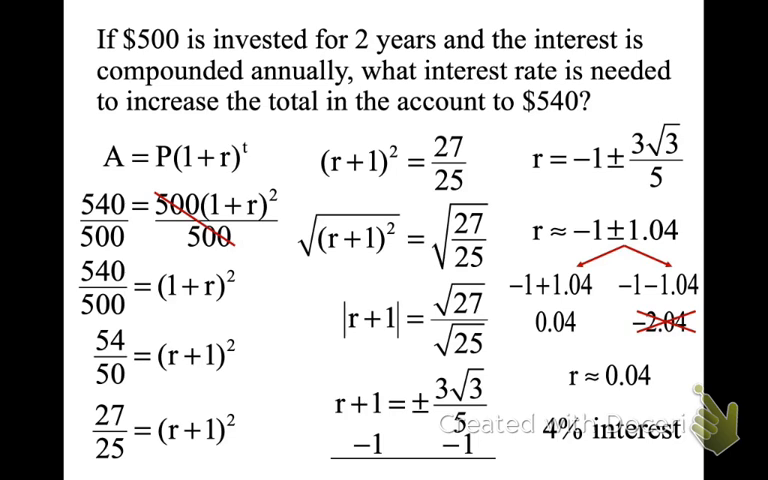So what happened was I started with $500. I left it in the bank for 2 years, and it made interest for me. When I pulled it out, I got $540. All right, so that's that. You've got some advanced problems from the B problems, so I'm going to go over one of those as well.